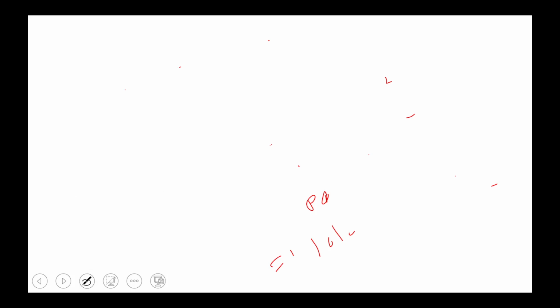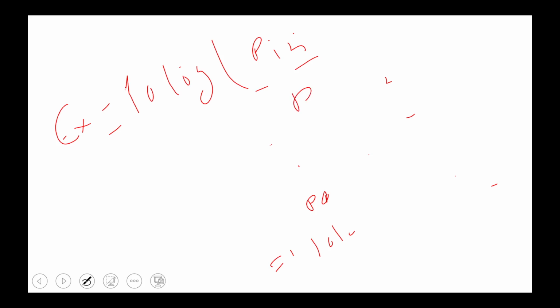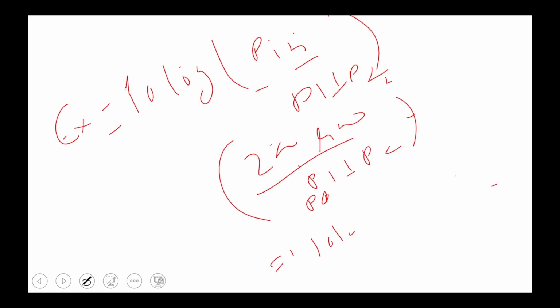In the second case, you have to find the excess loss of the coupler. So the excess loss formula is 10 log of the total P in upon P1 plus P2. The total P in is 200 microwatt, and P1 and P2 you calculate from the above equations. If you add them and then take the log, you get the total excess loss in that case.